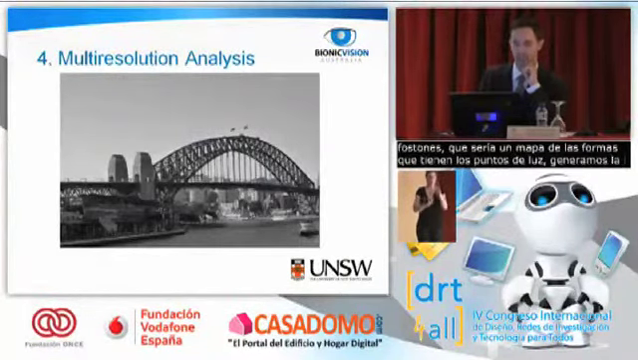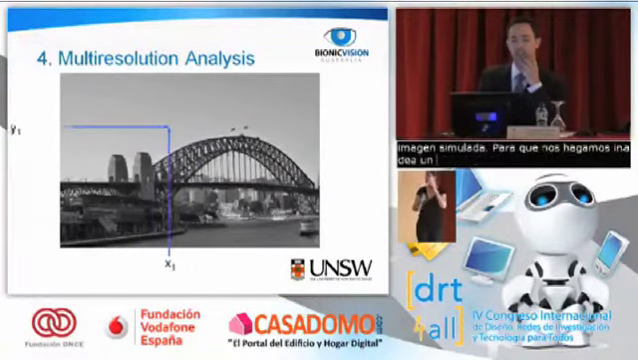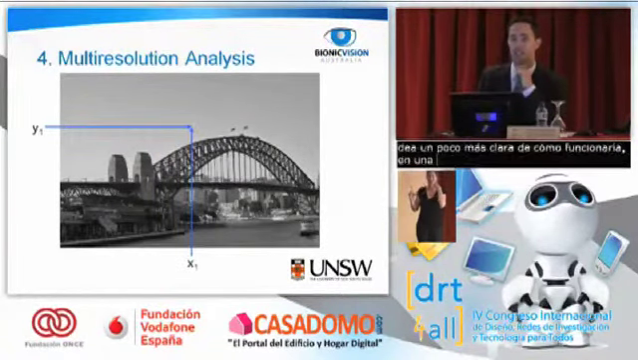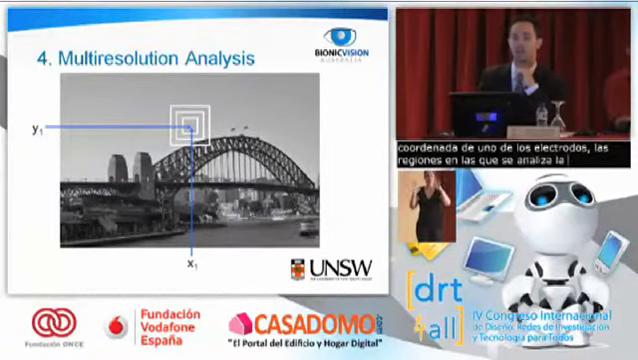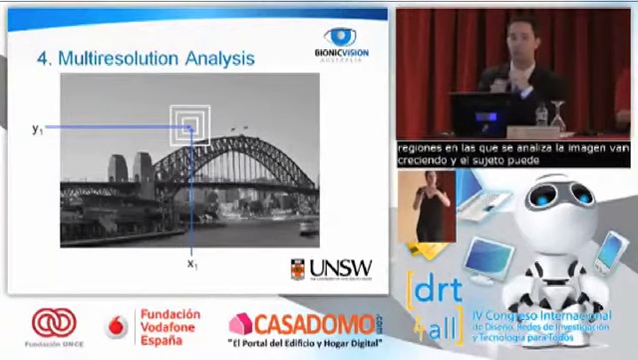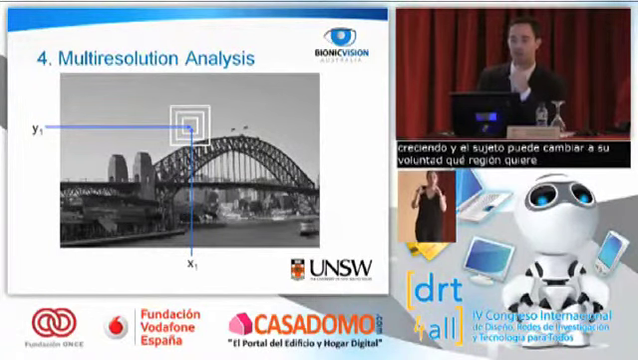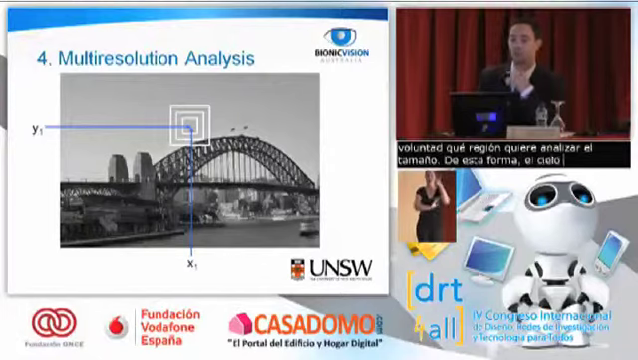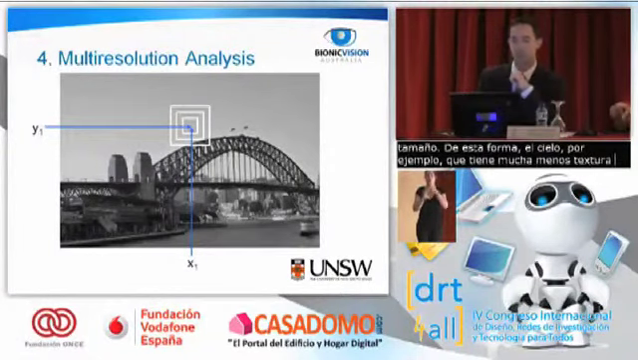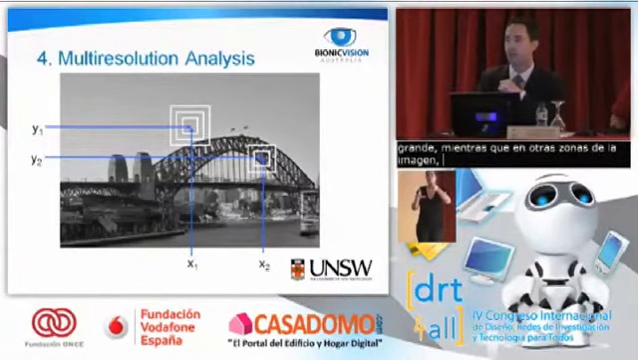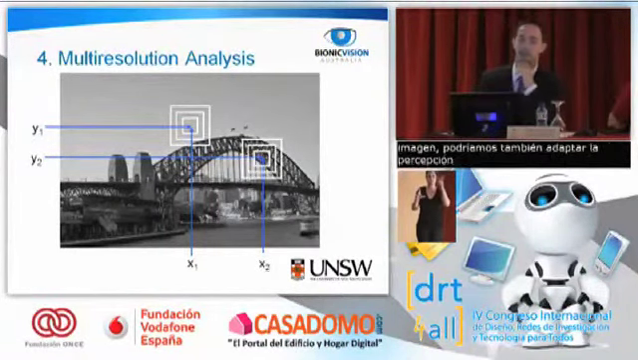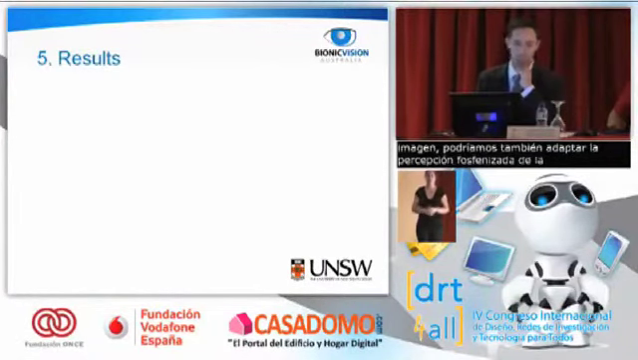Just to get an idea of how it works, let's say that this is the image. If this is the coordinate of one of the electrodes, then the regions that are being analyzed increase, and the patient is able to change the area that is being analyzed. So, for instance, in the sky that doesn't have so much information, we can get a wider area. And we can also adapt the phosphenic image.